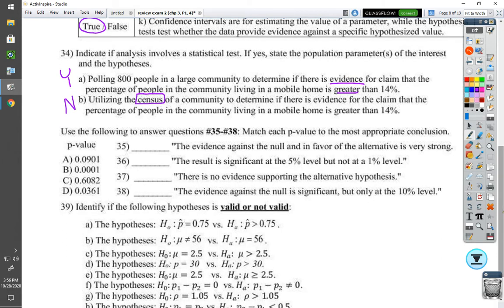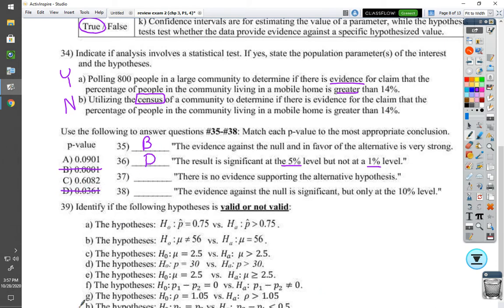Use the following to answer questions 35 through 38. The evidence against the null in favor of the alternative is very strong. Go find the smallest number you can find. Letter B. The result is significant at 5%, but not at 1%. That means it is smaller than 0.05, but it is not as small as 0.01. That is letter D.